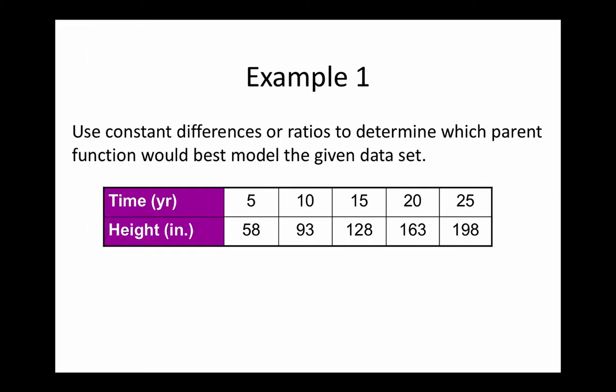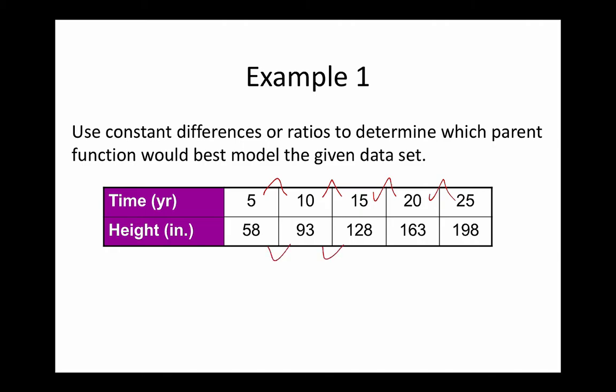Let's try this out. We've got time and height of, I'm going to say it's a plant. After 25 years, it's 198 inches, not super tall. But using constant differences, okay, double check, are the x values evenly spaced? If so, go for it. Yes, they're evenly spaced. They're spaced out by 5.